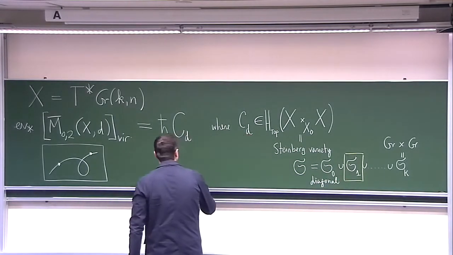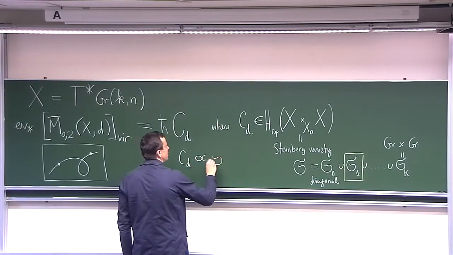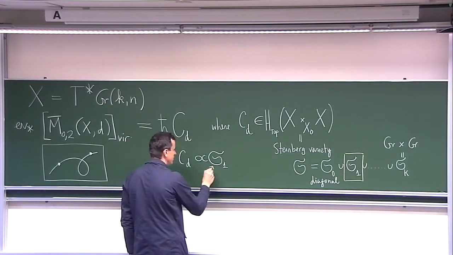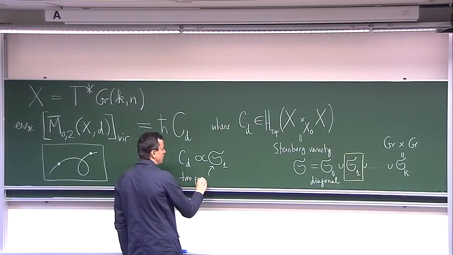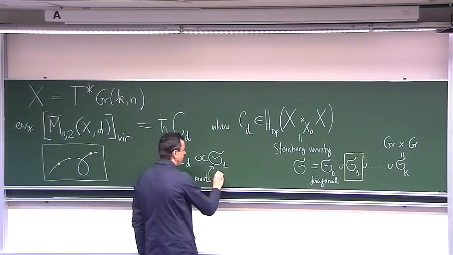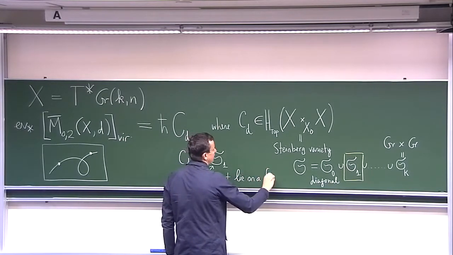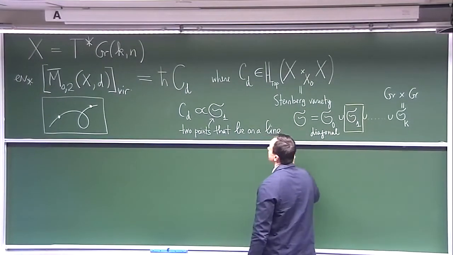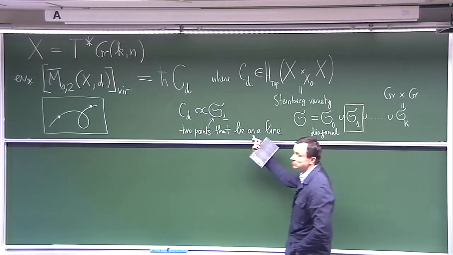So we'll see that CD is in fact proportional to this sigma 1. And so therefore, in particular for d equals 1, this is in fact the locus of two points on a line. What is d equals 1? d equals 1 means a line. So two points on a line. Maybe we'll get to this more precise analysis in a second.